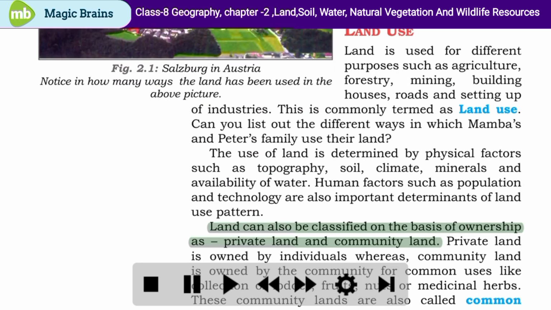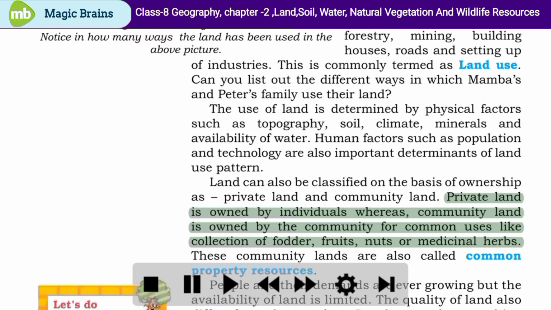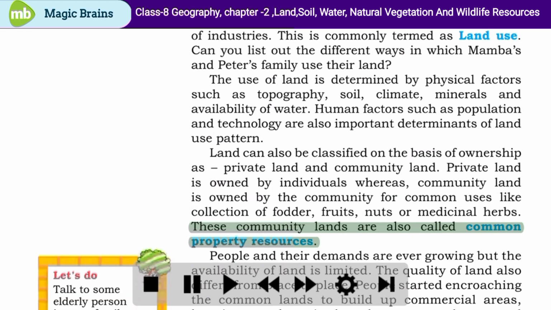Land can also be classified on the basis of ownership as private land and community land. Private land is owned by individuals, whereas community land is owned by the community for common uses like collection of fodder, fruits, nuts, or medicinal herbs. These community lands are also called common property resources.